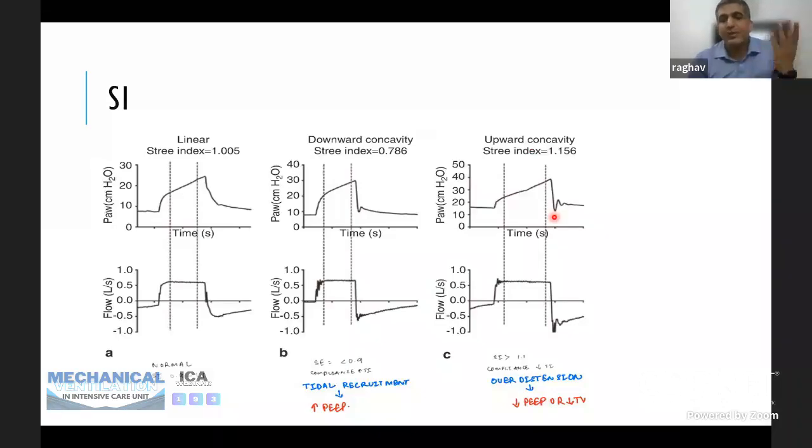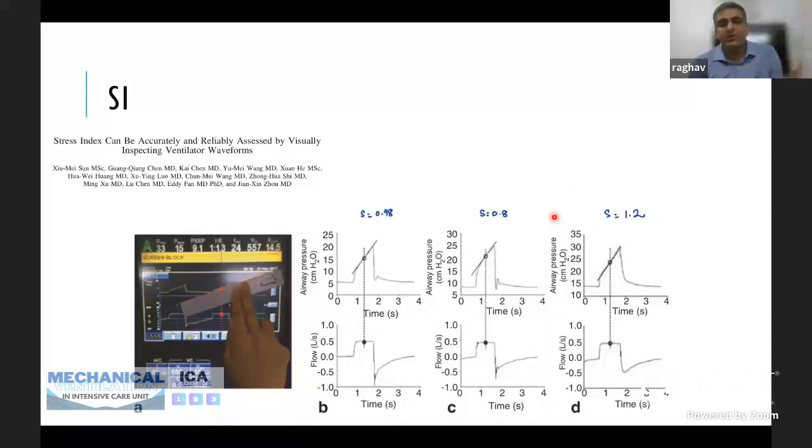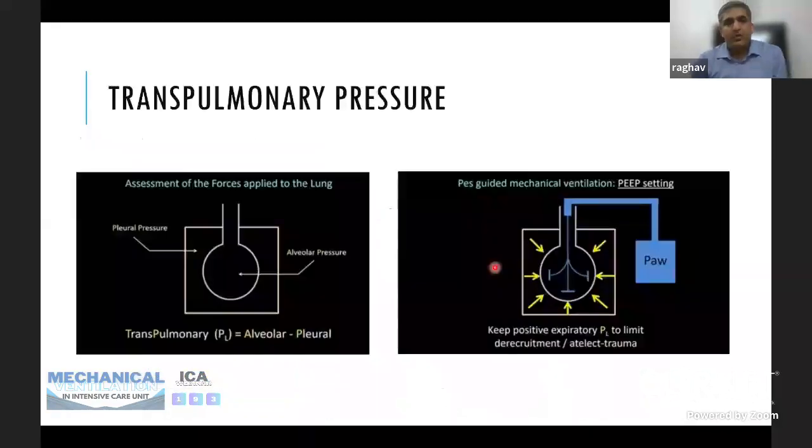So what will you do if your ventilator doesn't give the stress index directly? You don't have a Servo-i ventilator. Then you can freeze the screen of the ventilator while the patient is getting ventilated. You can take a scale and apply it over the pressure time scalar, and you can find whether it is convex or concave, which can give an estimate of the stress index, and this has also been validated in a study.